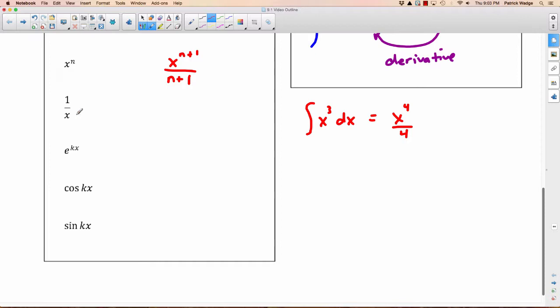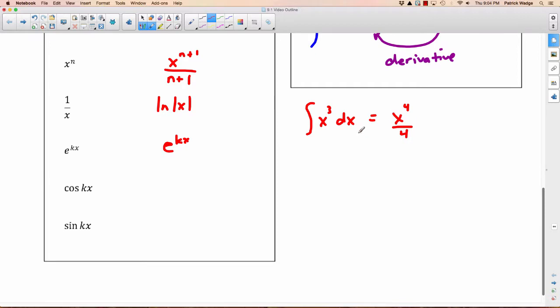1 over x. Which function has a derivative that's 1 over x? Do you remember which one? It's the natural logarithm of the absolute value of x. How about this? Which function has a derivative which is e to the kx? Well, you know that the derivative of e to the x is just e to the x, so you might think this is just e to the kx. But that k is definitely going to impact things.